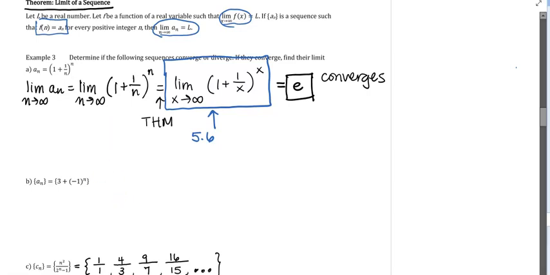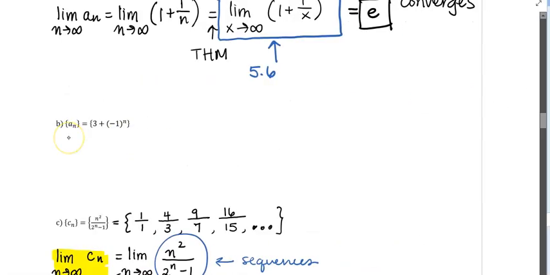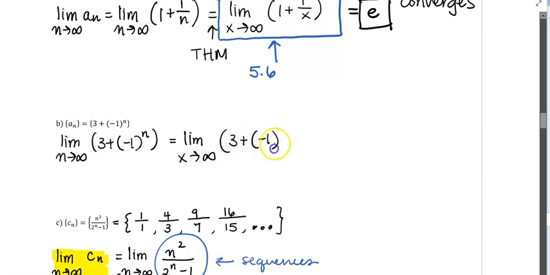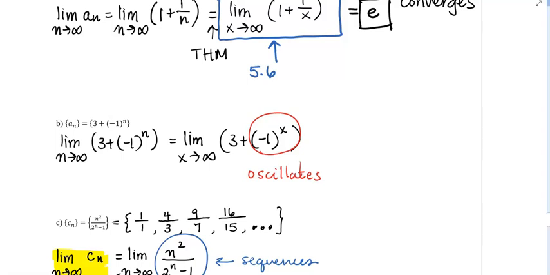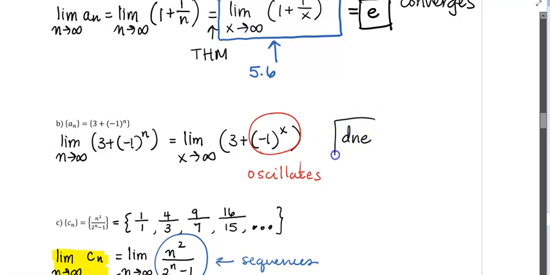Looking at example B, I want to know what is the limit as n goes to infinity of 3 plus negative 1 to the n. I can think of that as the limit as x goes to infinity of 3 plus negative 1 to the x. We know that as x goes to infinity, the 3 will stay constant at 3. But the part with the negative 1 to the x is going to be oscillating. It's going to go from negative 1 to positive 1, from negative 1 to positive 1. This is not going to converge at all. So this limit does not exist.